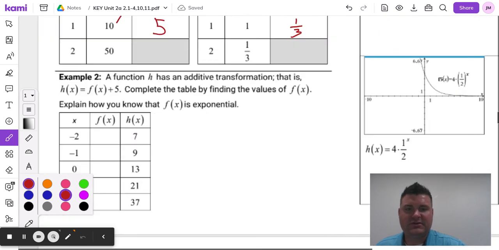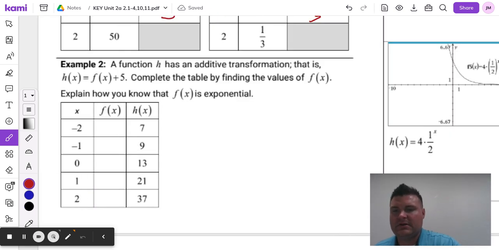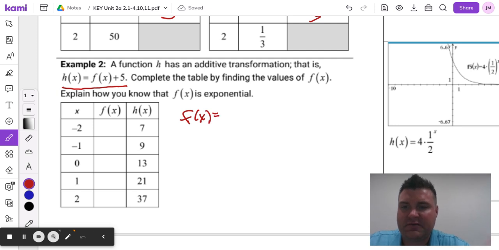We're going to talk about an additive transformation here. So we're going to add in just a little bit of a vertical transformation. We're given this chart, x values and h values. We don't have f, but it says to complete this table. And so all we're going to do is solve for f. If h is f plus 5, then f of x, if you just solve for f, is going to be h of x minus 5. So I can minus 5 all of these.